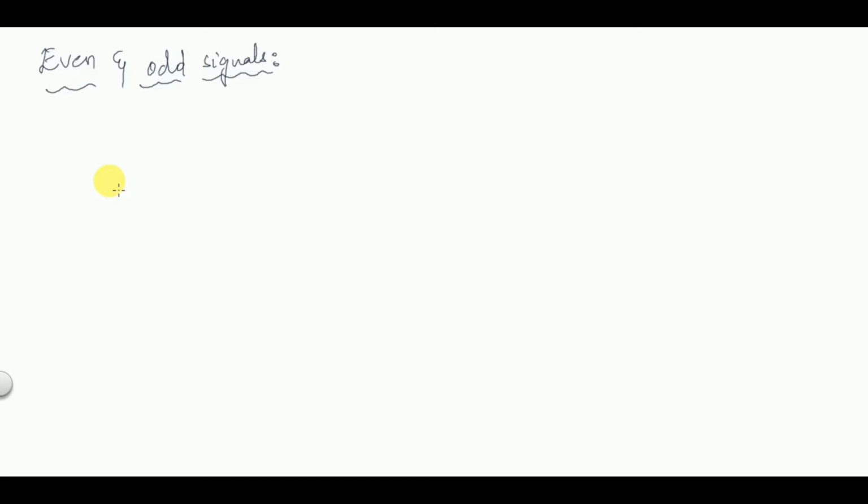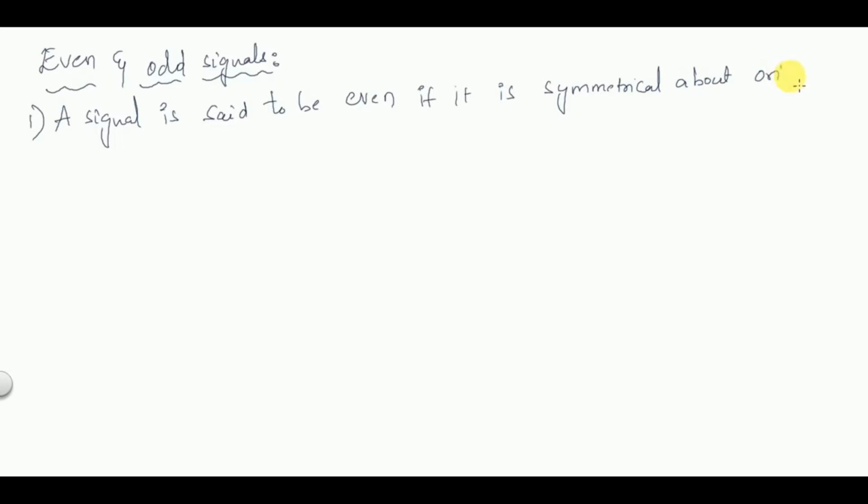So even and odd signals. A signal is said to be even if it is symmetrical about origin. If a given signal is symmetrical about origin, that means it should look in the same manner for both positive and negative values of time t. It should be symmetrical about origin.